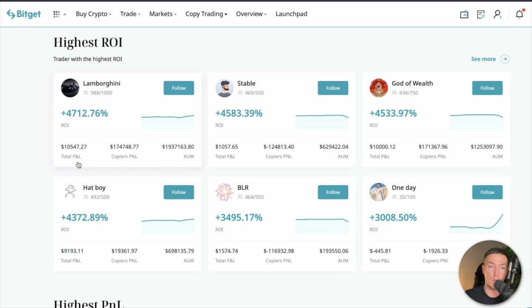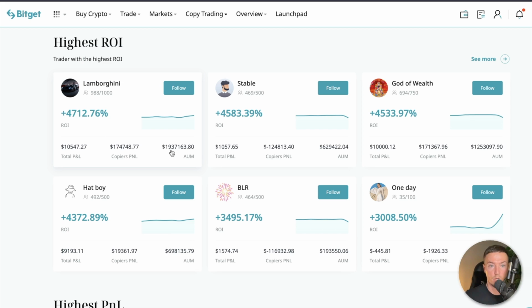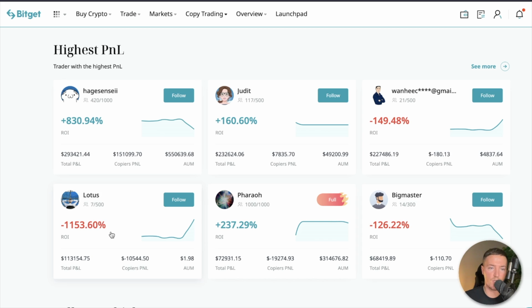We can see here the total amount that the trader has made themselves is $10,500. Here is the amount that the copy traders have profited, which is $174,000. And here we can see the assets under management. There's $1.9 million in assets under management by this trader. What that means is all of these 988 traders, this is the amount that they're trading with currently, which is $1.9 million. So when looking for a trader, you want to see who's trading with a decent size of assets under management. Here we can see some of these traders at minus 1,000%. So the copiers have lost a combined $10,500.